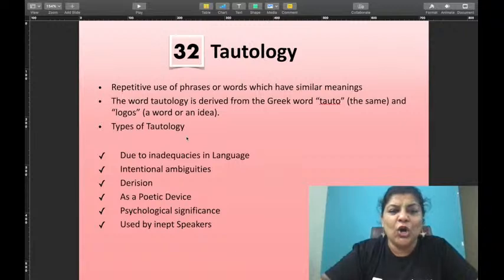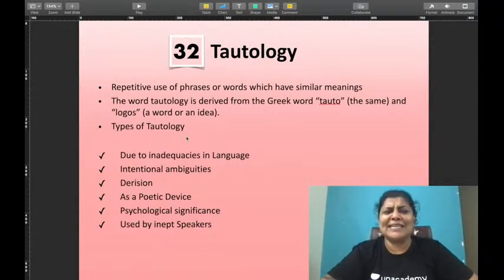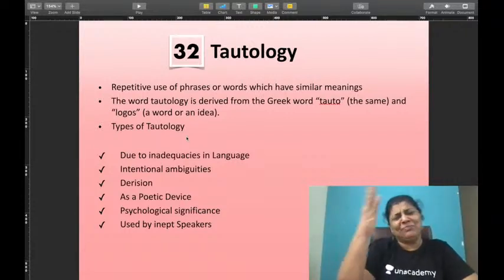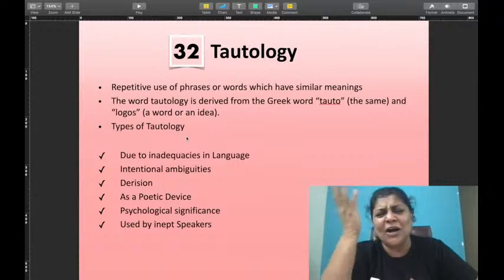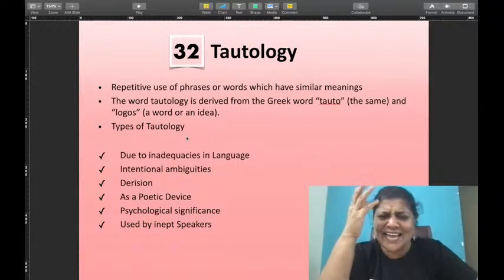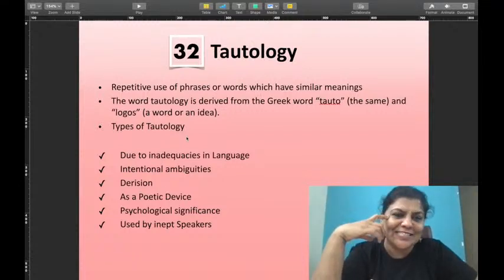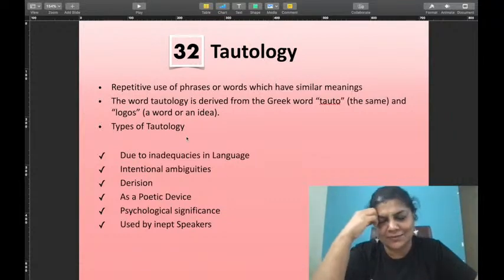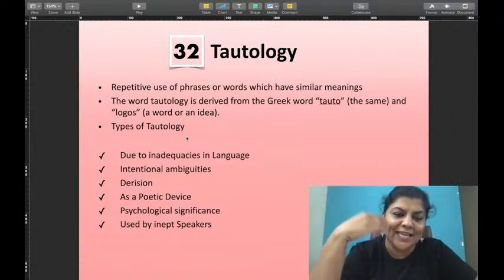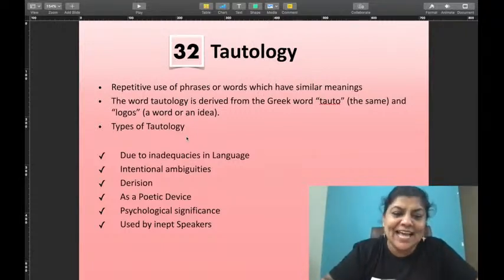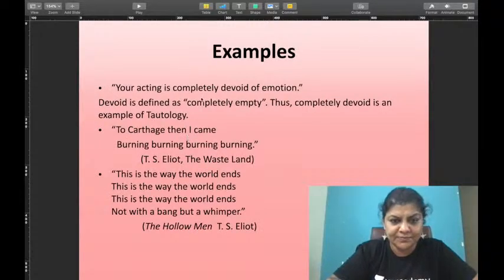Thank you. Tautology. Dryden attacks Shadwell for tautology. Shadwell, please don't write drama. Stop writing drama and poetry, Shadwell. Write pattern poems, tautology, such stupid things you write. Tautology is repetitive use of phrases. Same thing unnecessarily repeated. Due to inadequacies in language, there can be tautology. Unintentional ambiguities, there can be tautology. Don't worry about that. We'll see examples.